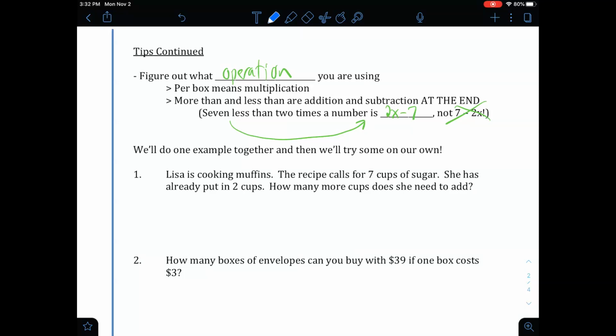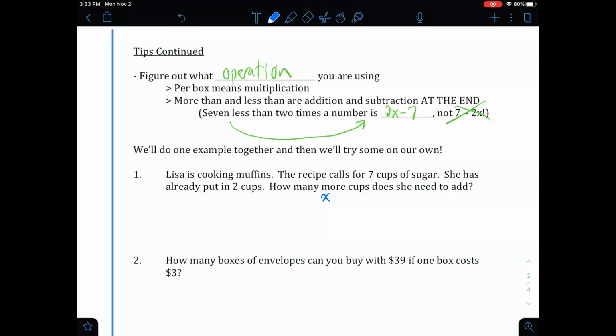Lisa is cooking muffins. This is number 1. The recipe calls for 7 cups of sugar. She has already put in 2 cups. How many more cups does she need to add? All right. So, what are we looking for, first of all, here? What's the question asking? It's asking for how many cups does she need to add, right? We're going to call that X.